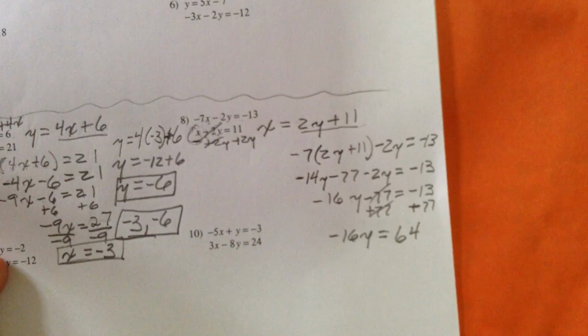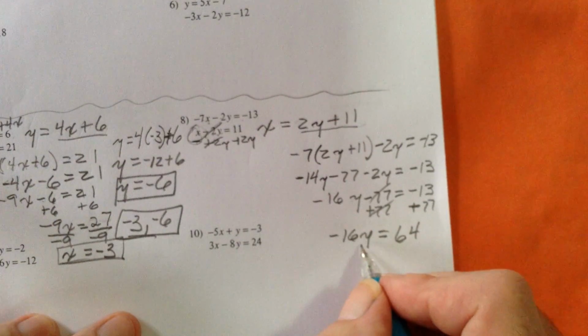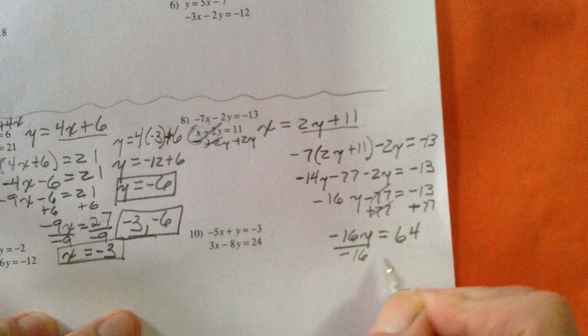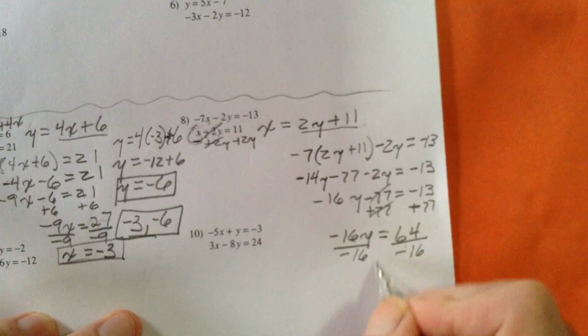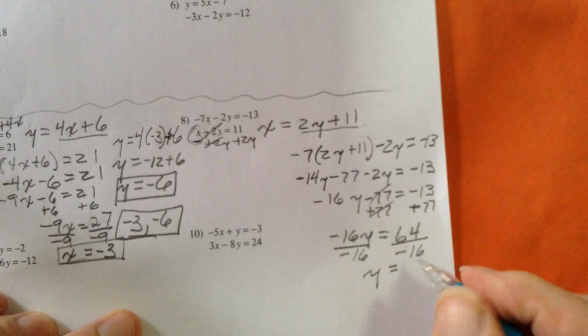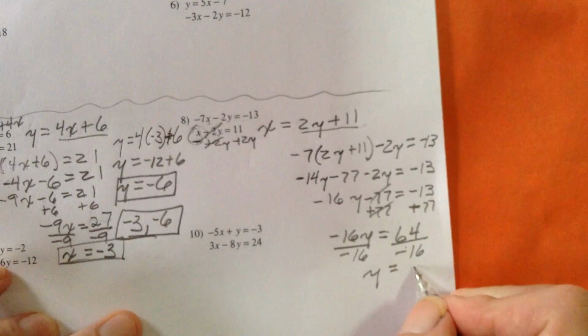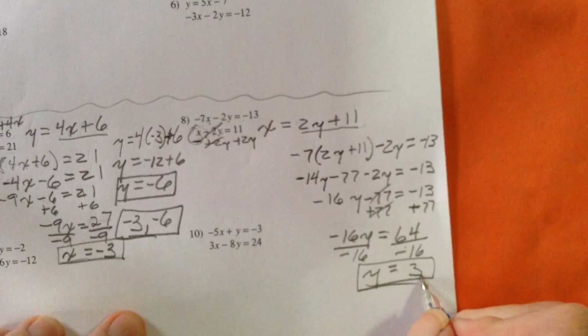Let me check that. Turn on the calculator. Yeah, 64. Then negative 16 times something equals 64, so I divide both sides by negative 16. So y will equal, let's see, 64 would be 4. So here, now we know y is 4.